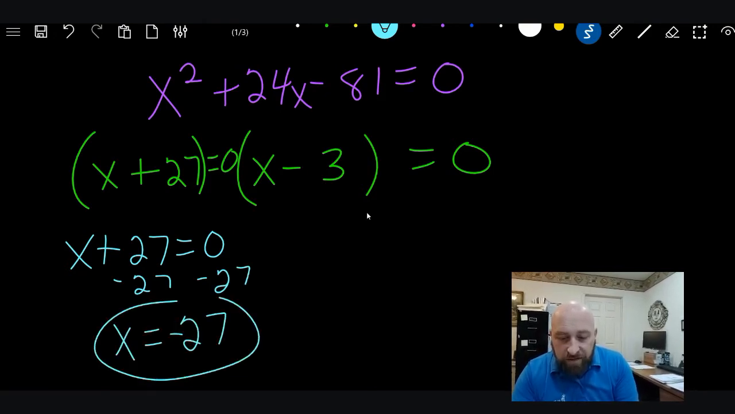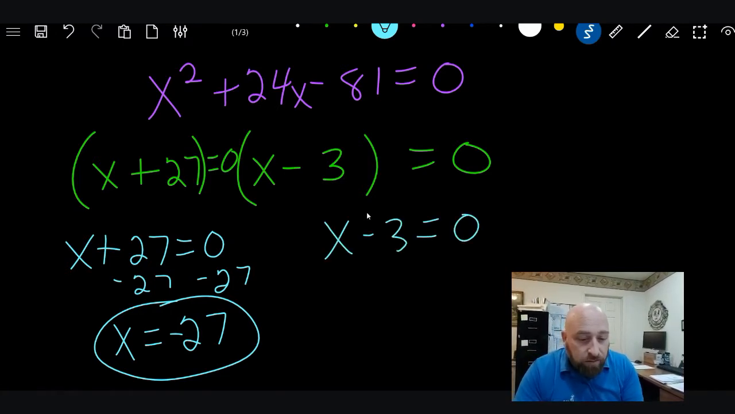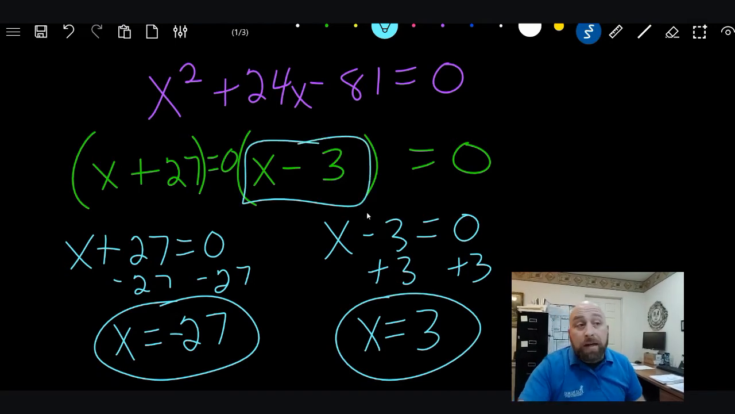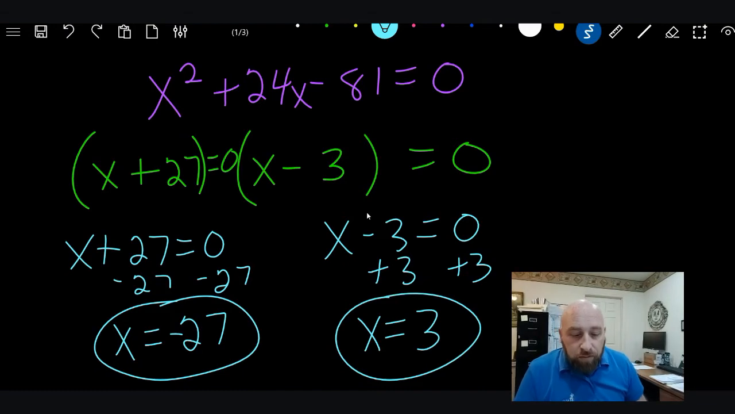X equals negative 27. And then if you're smart enough, or paying attention enough, maybe you can look at that and go, hey, I can do that right there. Maybe if you're like me, you need to actually write it out and do it. So x minus 3 equals 0, plus 3, x equals 3. All right, so maybe some of you looked at it right there and you're like, oh, x equals 3. Okay, good for you. You can do that. You can save a little bit of time there.